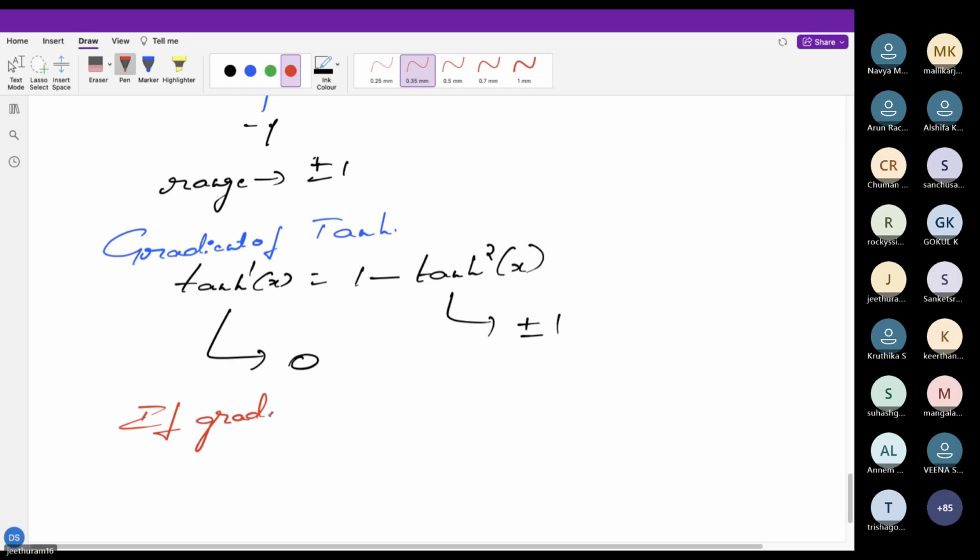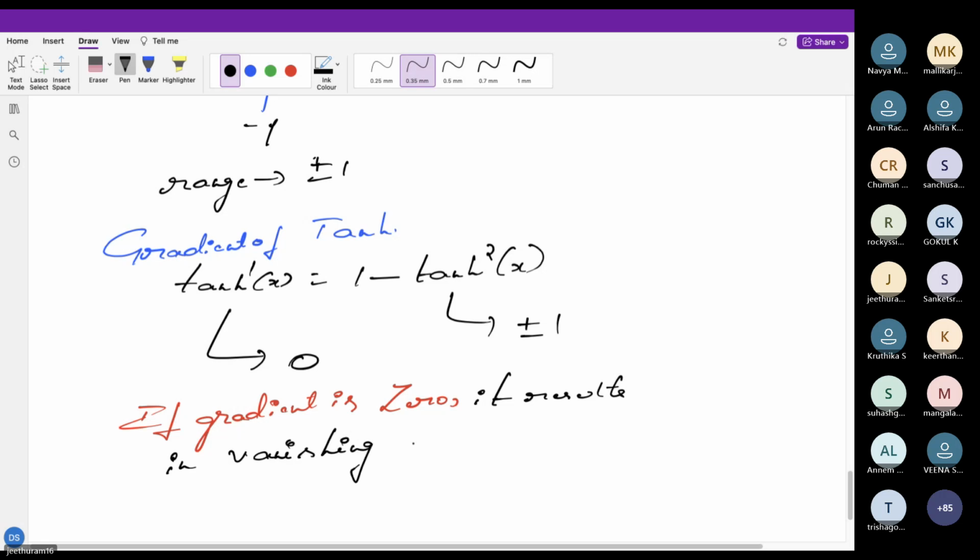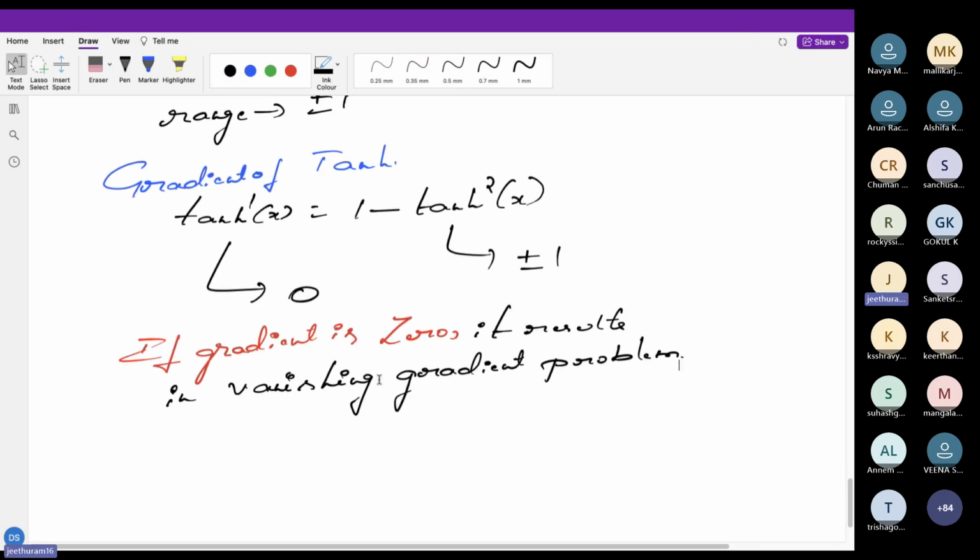Understood? If gradient is 0, it results in vanishing gradient. So this is related to tanh.